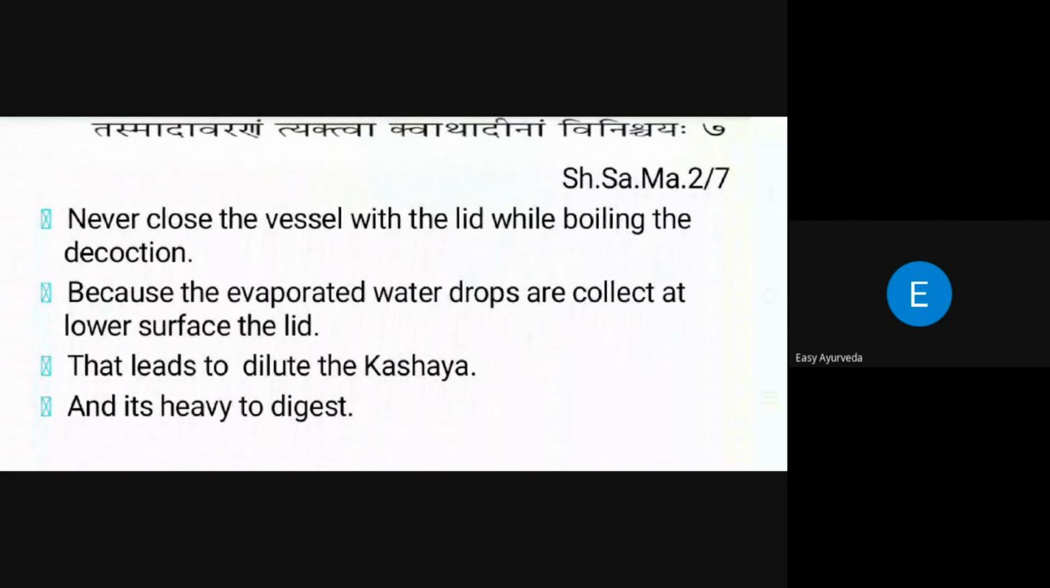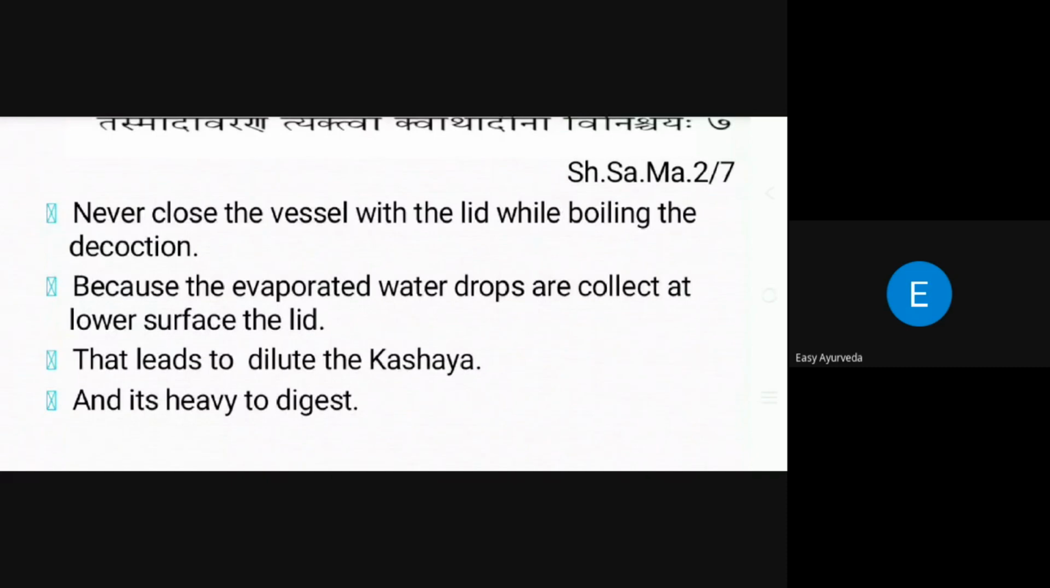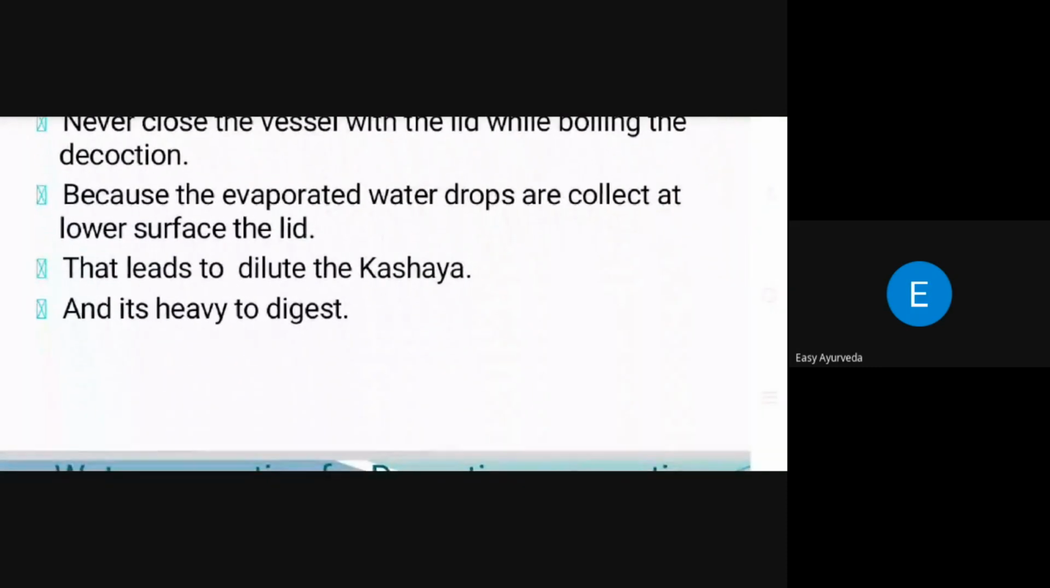It is heavy to digest, whereas we are trying to make it lighter. As I said, distillations always have higher potency, but here we are maintaining only some level of potency for the preparation of Kashayas. So the heaviness leads to the Kashaya being diluted. For that purpose, we should never use a lid while preparing Kashayas.